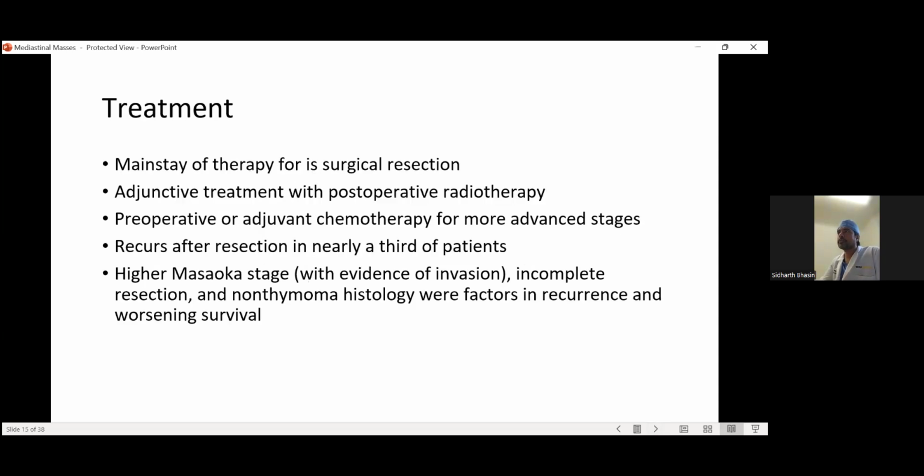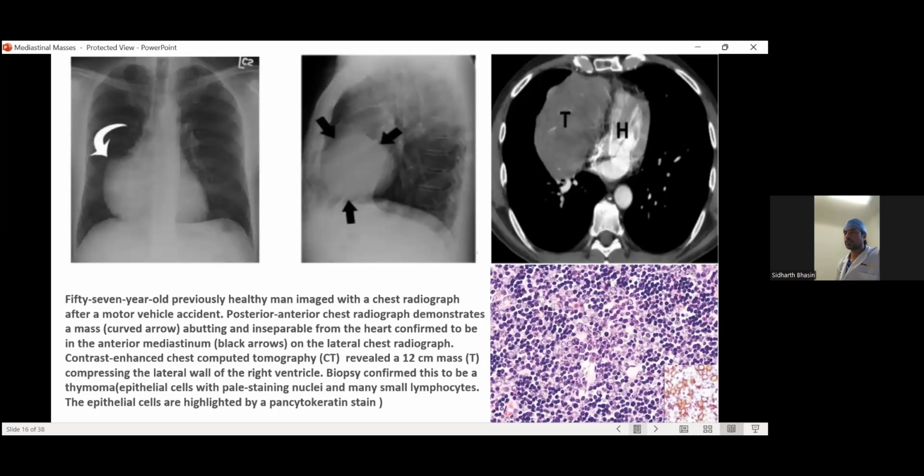The mainstay of the therapy is basically surgical resection. You can have adjunctive treatment with postoperative radiotherapy sometimes. Preoperative or adjunct chemo, like we use in other carcinomas, is only for more advanced stages here. It recurs in nearly 1/3 of the patients, so we need to keep an eye on it with repeated imaging. Higher Masaoka staging, incomplete resection, and non-thymoma histology were factors in recurrence and worsening survival. So those are 3 things that are important to look for.